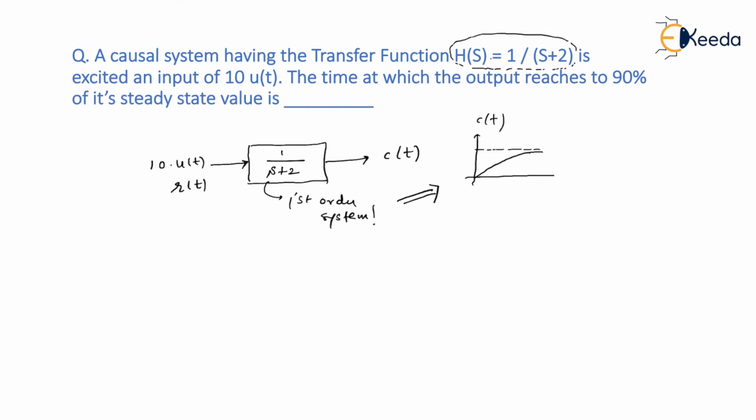So we will have some steady state value. We don't know what the steady state value is. When I say 100% steady state value, it is nothing but the final value. But what they are asking you is not 100%, but 90% of the steady state value. Am I right? So let us try to discuss this now.